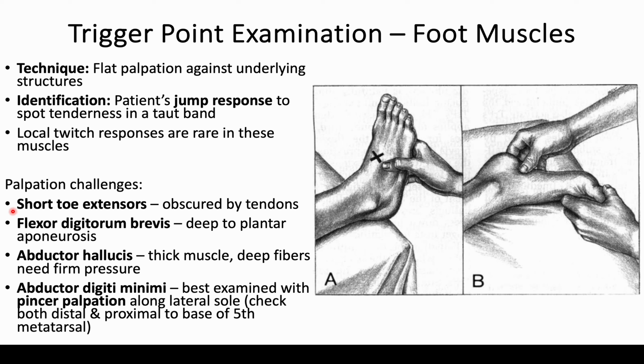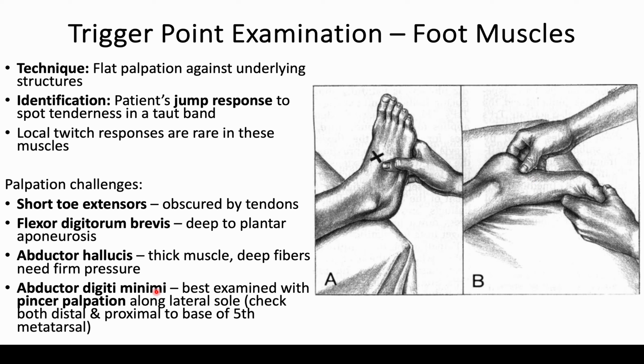So when it comes to some challenges, the short toe extensors don't have much muscle bulk, therefore they're not that easy to find, but you're just going to have to press around and try and find it. Flexor digitorum brevis is deep to the plantar aponeurosis, so here you're going to have to press hard. You're definitely going to have to use that thumb to get into that area and press pretty hard. Abductor hallucis, that's the one a little bit more in this area here, around the arch. It's a thick muscle, but it does have deep fibers and you need firm pressure.